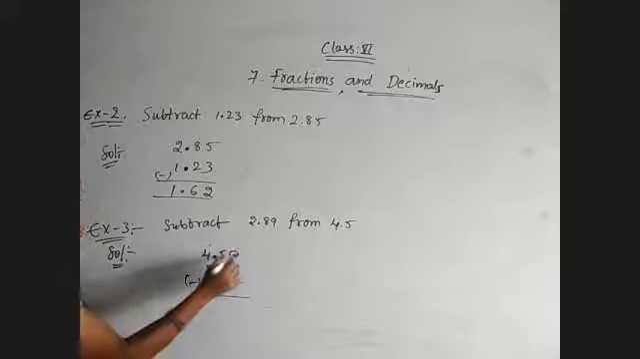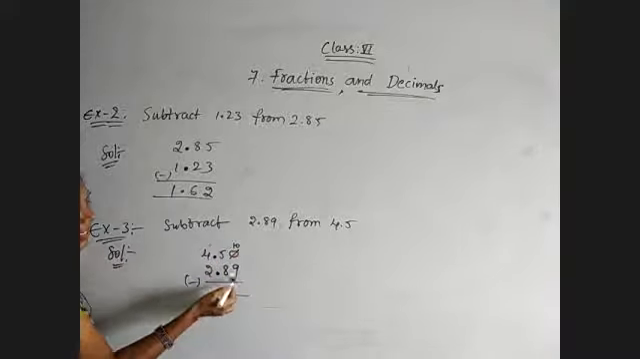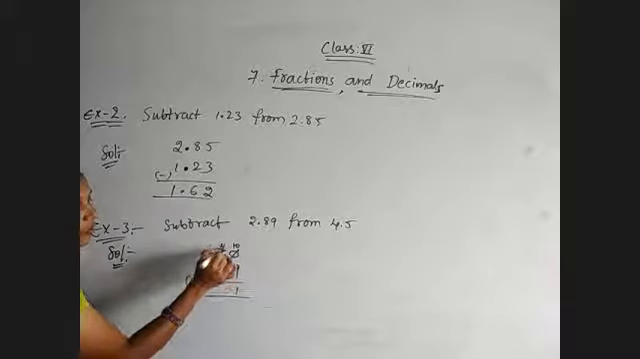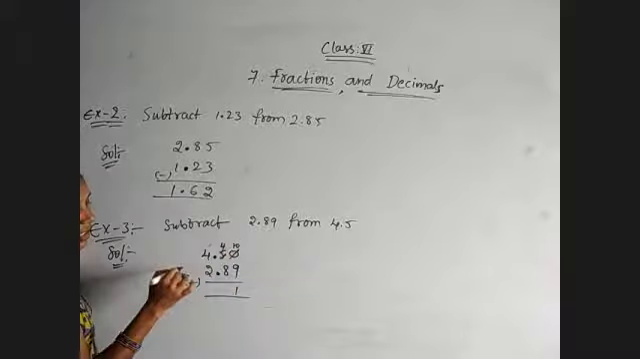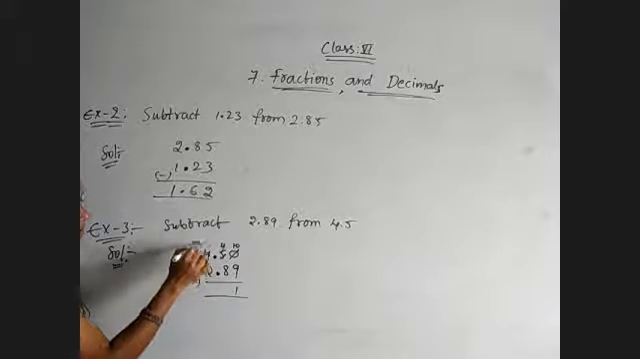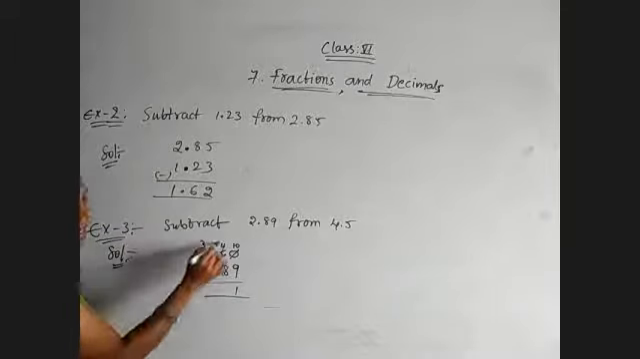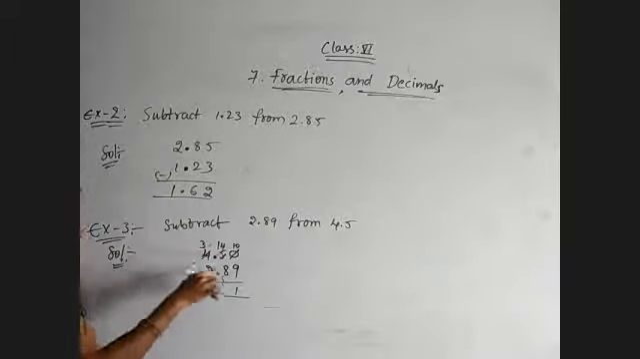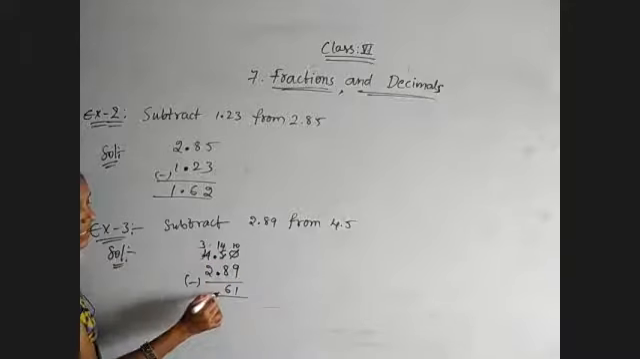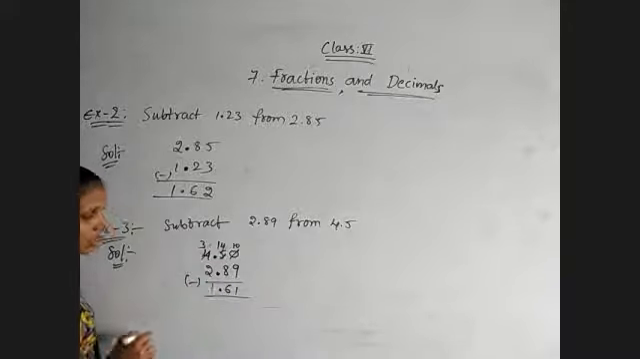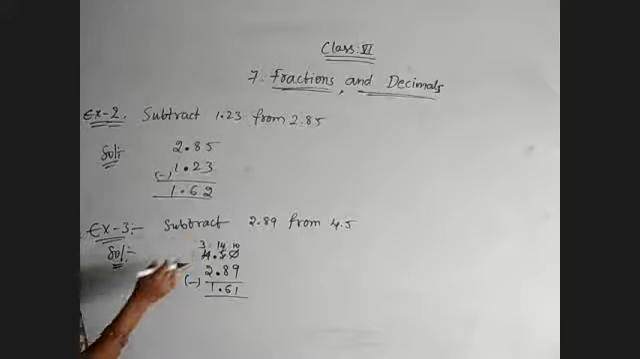What will you get? 0 is nothing but 10 by borrowing. So 10 minus 9 is 1, and it will become 4 actually, but 4 is also not sufficient. So take 1 ten, borrow from here. Then here it will become 3, and 14. So 14 minus 8 is 6. 3 minus 2 is 1. So 1.61 is the required difference between those two numbers.